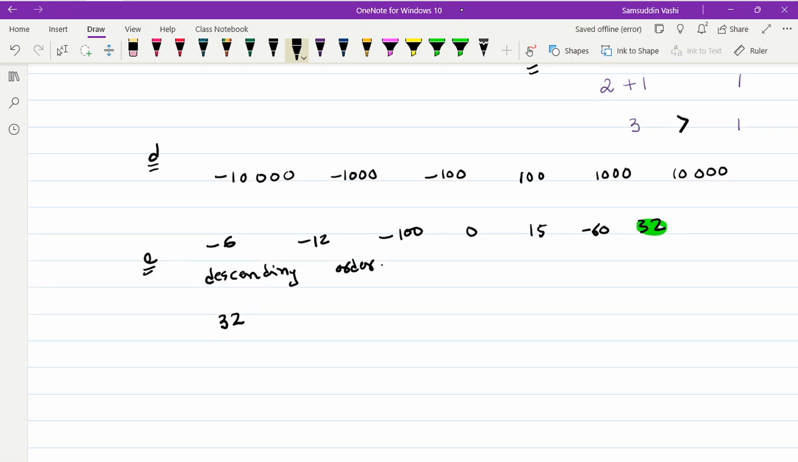The second biggest? 15. Is there any other positive? No. Then we go for 0. Then we go for negative. Smaller value negative. Smaller value means a smaller number. Okay. So which one? Okay, we have negative 6, negative 12. So in between those two, negative 6 will have the higher value. Then negative 12, then negative 60, then negative 100. Okay.